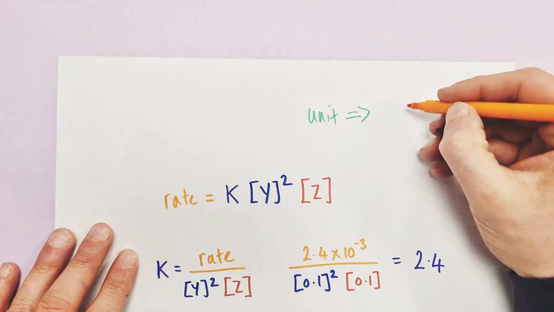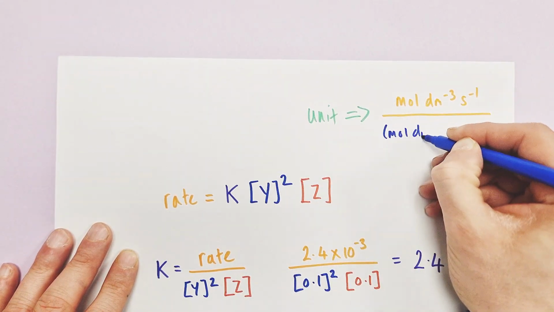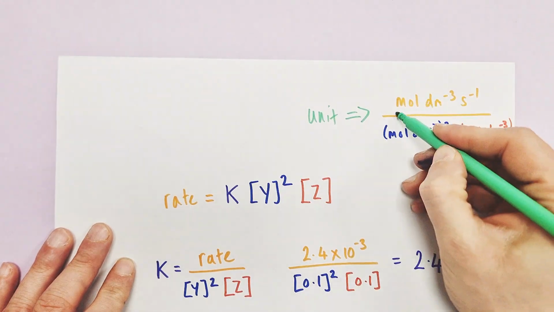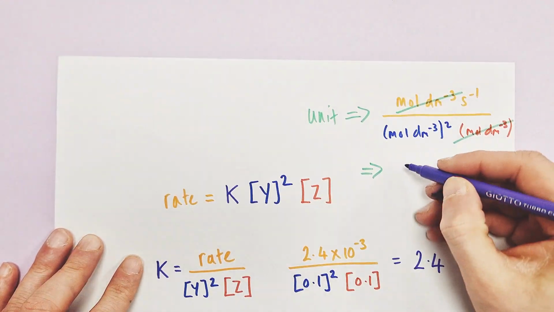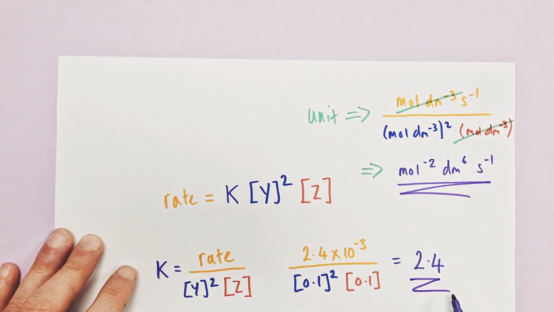Next, we can calculate the units by replacing the symbols in the expression with the units themselves and cancel down moles per litre from top and bottom, leaving us with our new unit of s to the minus 1 over mole per dm to the minus 3, squared. In other words, mol^-2 dm^6 s^-1.